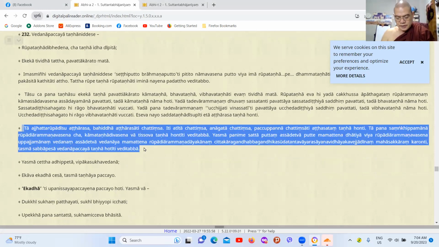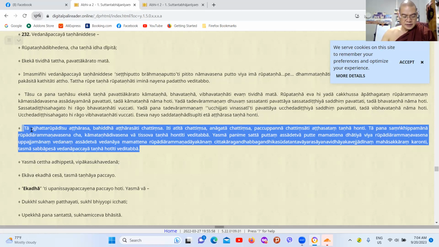We come to this paragraph. We have calculated 80 kinds of craving, tana. According to the object, there are 6 kinds of tana. So each tana can be classified into kama tana, bhava tana, vibhava tana. Then we get 80 kinds of tana.